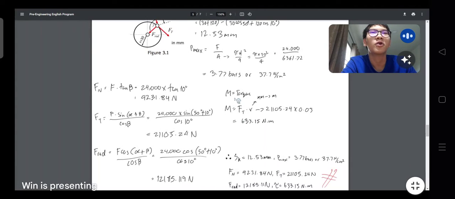M is equal to torque, and M is equal to Ft times R. But the R over here is in millimeters. We need to use meters. So divide that by 100, which is 0.03. So put the numbers together and you will get 633.15 newton meters.